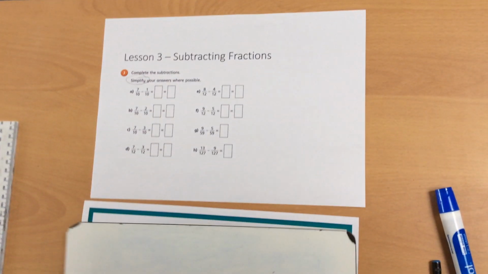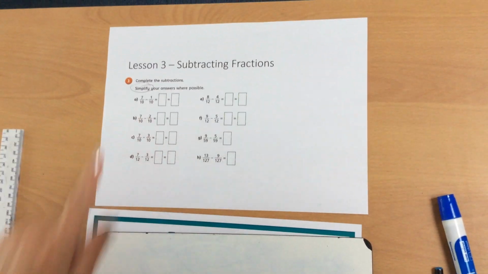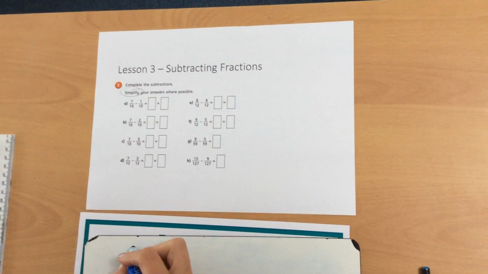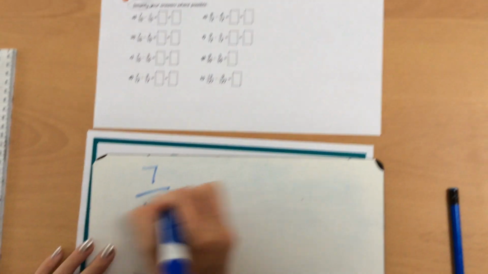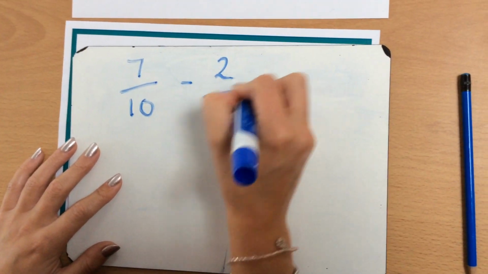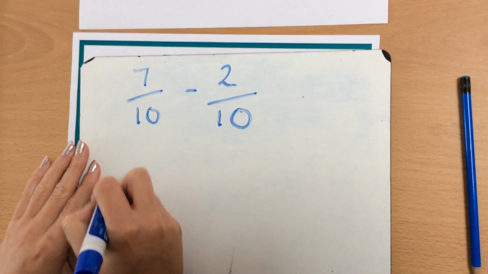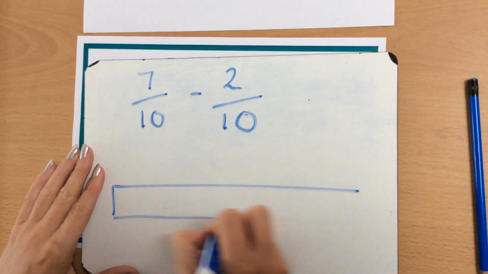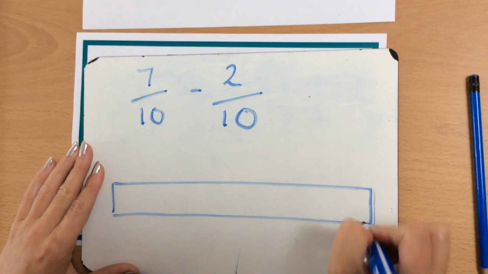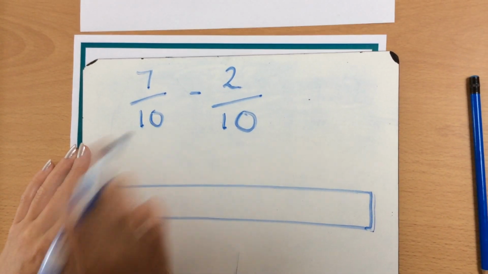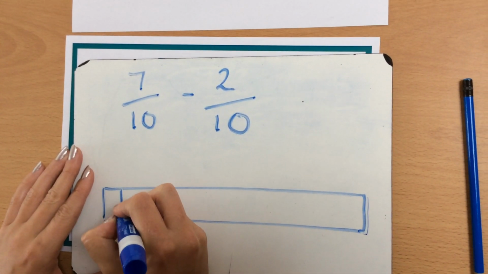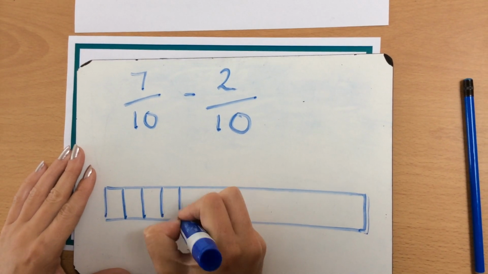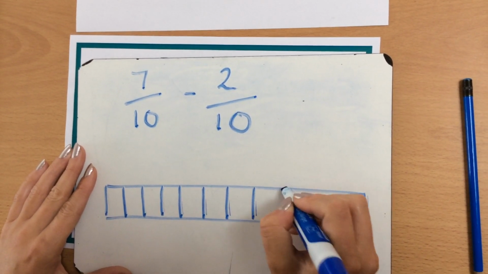So the next question is 7/10 take away 2/10. So I'm going to draw my bar. How many parts do I need to split my bar into for this one? Oh, I can hear you calling. It's 10 because my denominator is 10. So 1, 2, 3, 4, 5, 6, 7, 8.